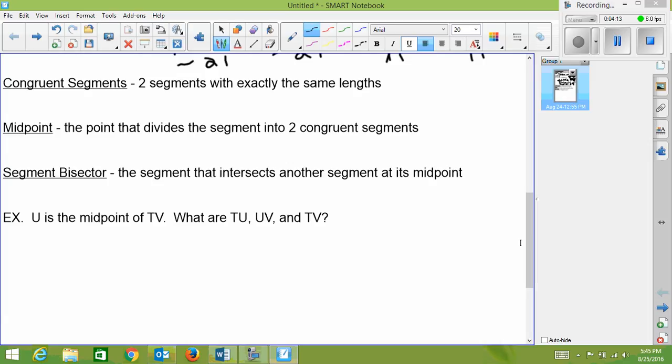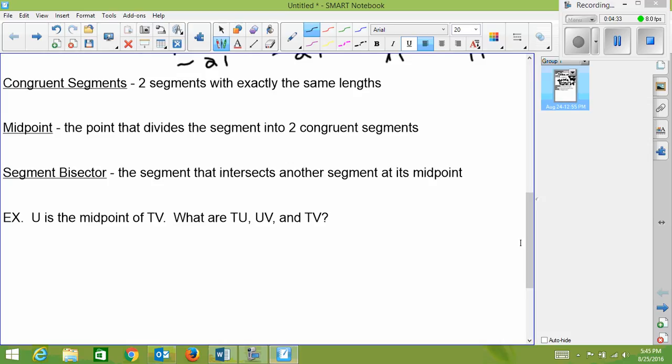Congruent segments. Congruent means equal. So congruent segments are 2 segments that have exactly the same lengths. Midpoint means the point that divides the segment into 2 congruent segments. Segment bisector is the segment that intersects another segment at its midpoint.